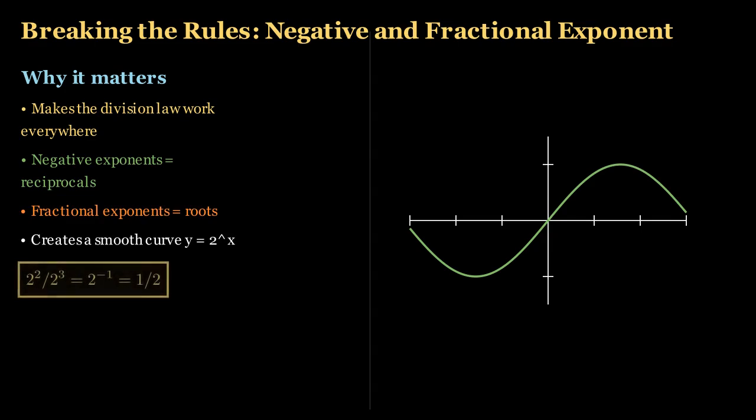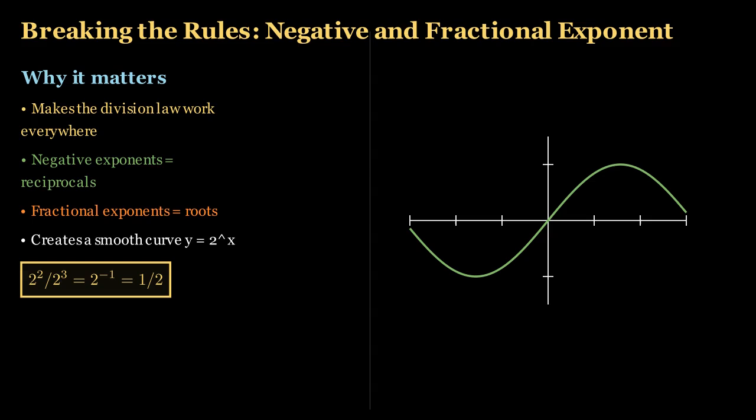Similarly, the power of a power law forces fractional exponents to be roots. If we want 2 to the half, squared, to equal 2 to the 1, then 2 to the half must be the square root of 2. This lets us define a continuous curve y equals 2 to the x, with no gaps, which is essential for calculus. Let's derive these from first principles using the exponent laws we already trust.